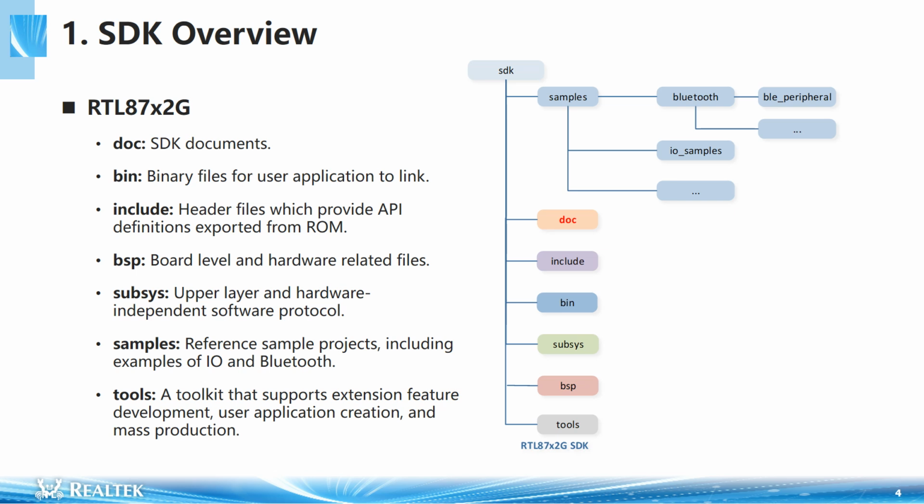The main difference between the two SDK packages is that RTL87X2G removes the original SRC directory and further divides it into BSP and SoCs based on the application level of different modules. In summary, the Realtek BLE SoC SDK offers comprehensive documentation, application sample projects, and toolsets to help you fully leverage the advantages of the SDK.